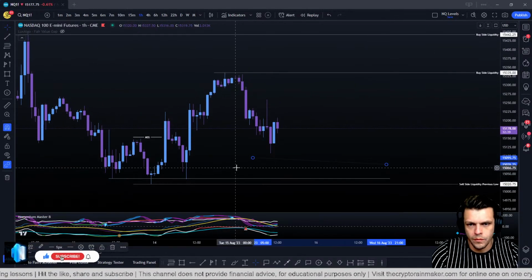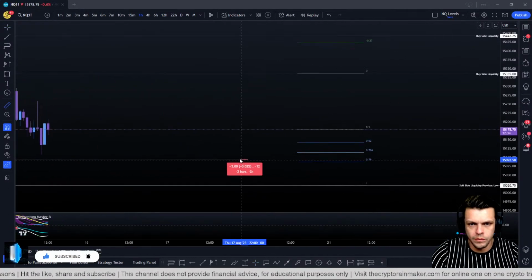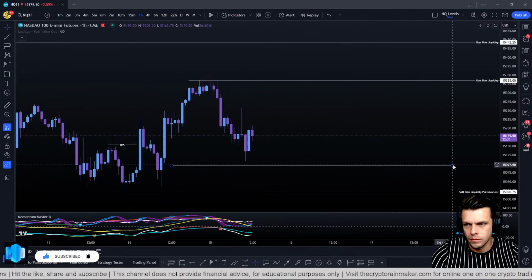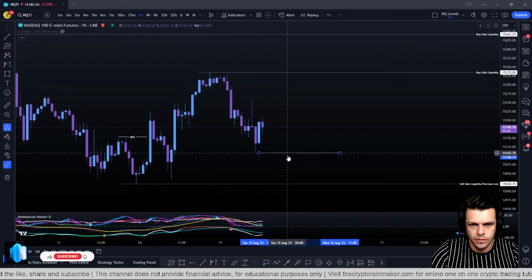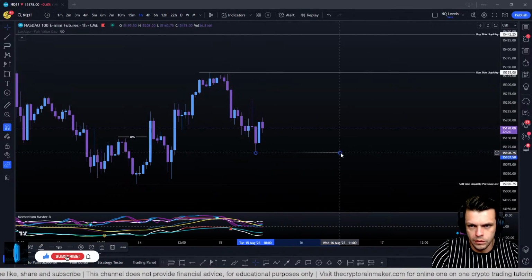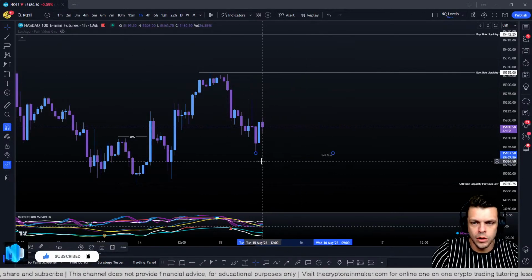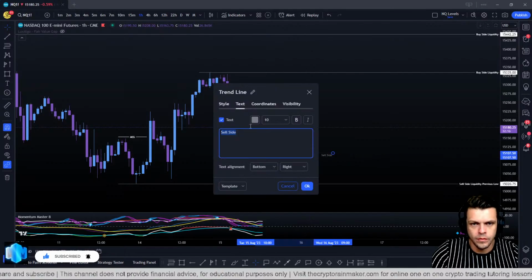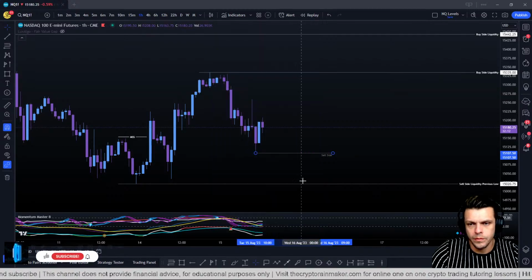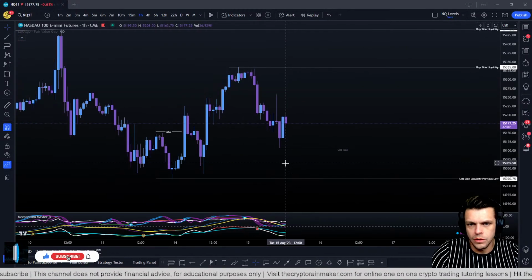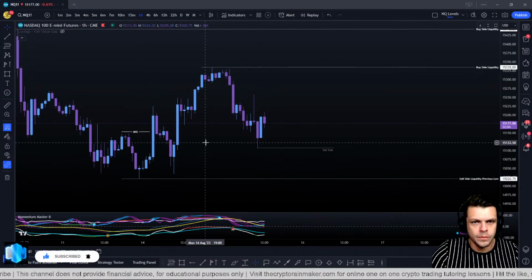Okay, so the next levels I'm watching. Okay, so we have to mark off this level. So we can assume there's going to be sell stops below this level. Make that white. Okay, so we have sell side right here. We have the previous day low right there as well.